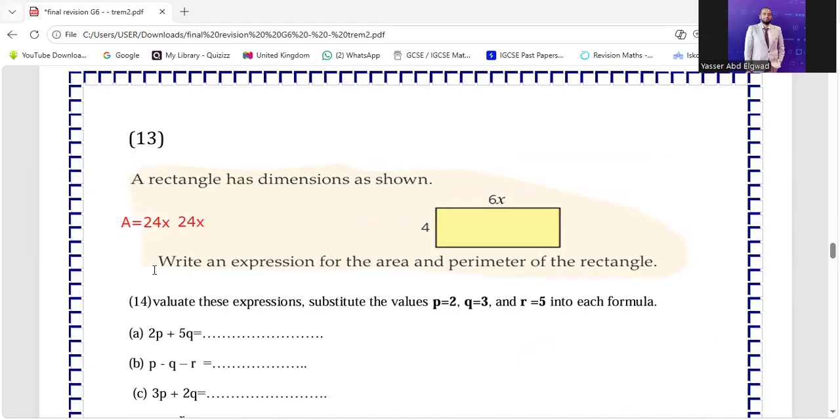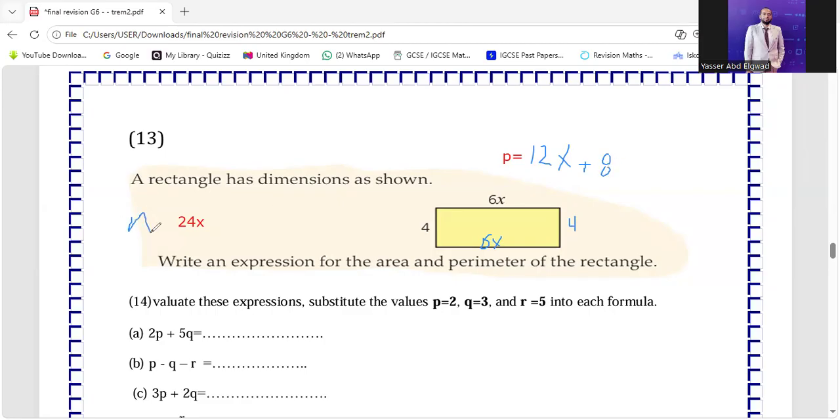The perimeter. The area is 24x. Perimeter, you just add. You can do it mentally. 4 plus 6x. Don't add, because 4 plus 6x we can't add. As we said before, we can put here 6x, and here 4. We can add them. 6 plus 6 is 12, 12x, and 4 plus 4 is 8, and so on. Here is how to do it. Here is the area, and here is the perimeter.